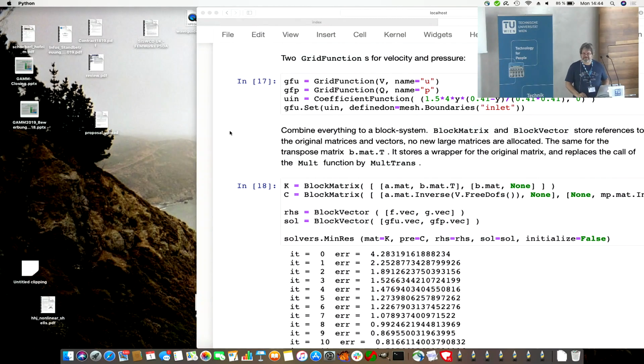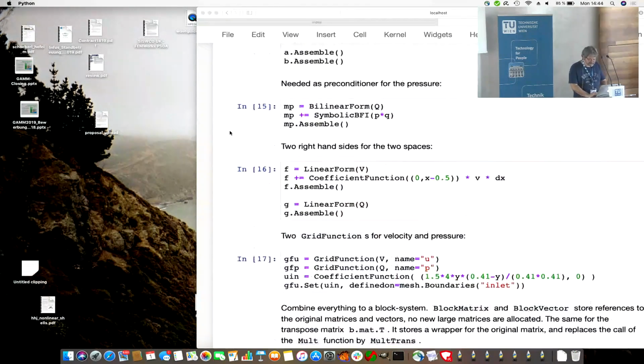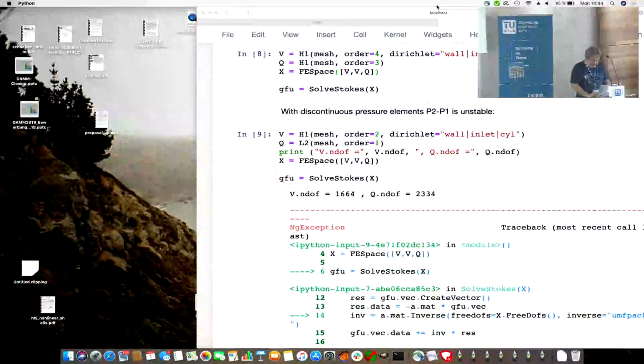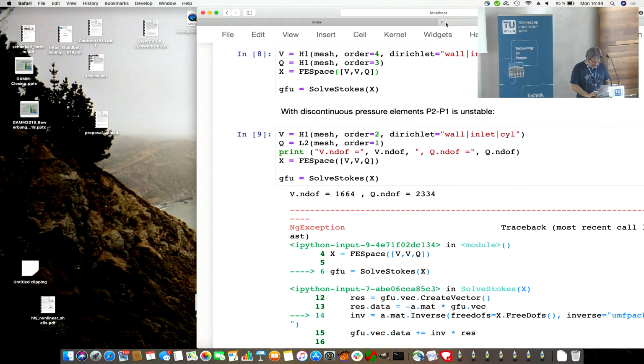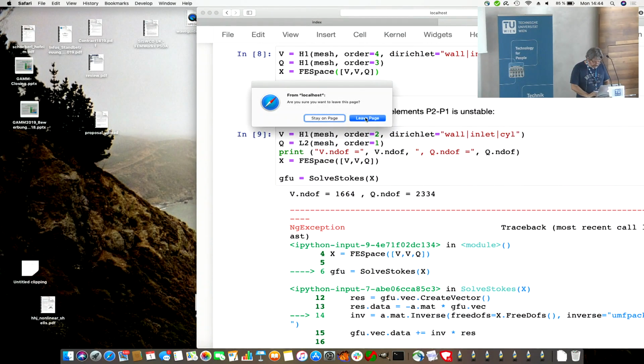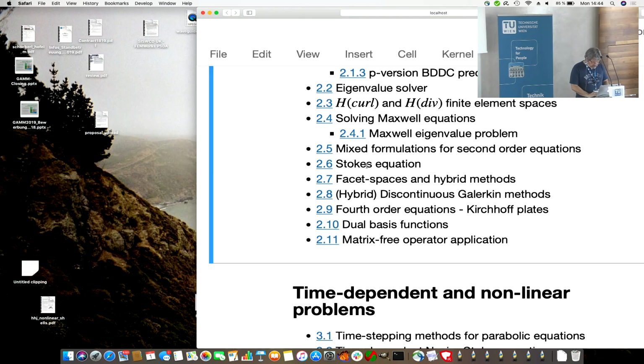Some questions to this section? Then let's continue to facet spaces and hybrid methods.